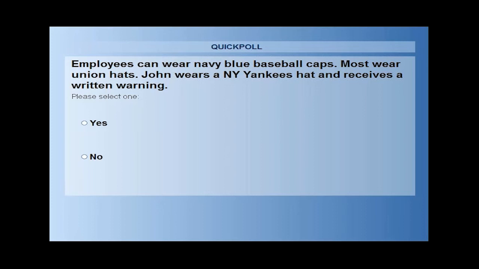Management has a rule that employees can wear navy blue baseball caps. Most employees wear company or union hats. John shows up with a New York Yankees hat. He receives a written warning. There is just cause for discipline, yes or no?